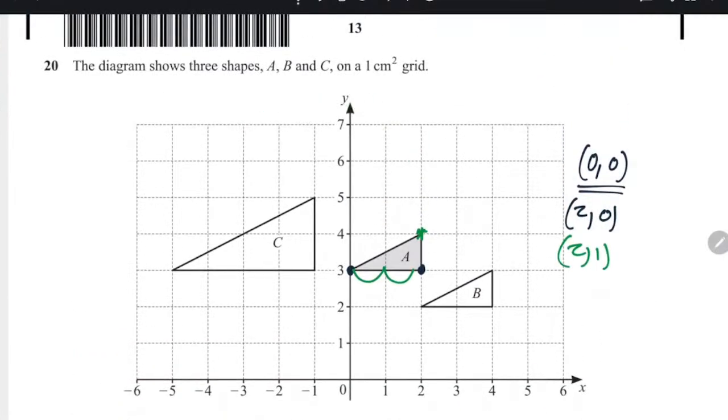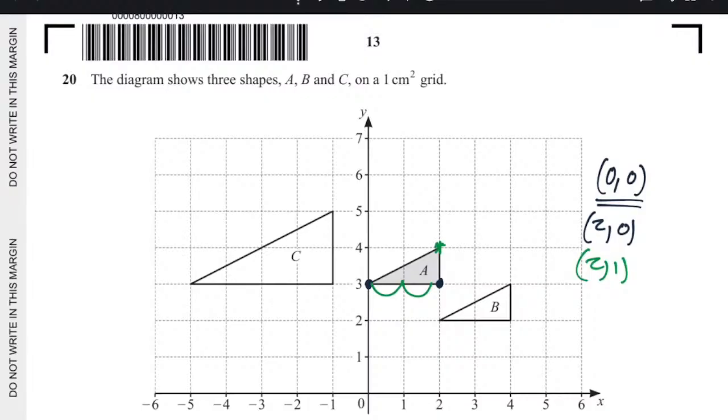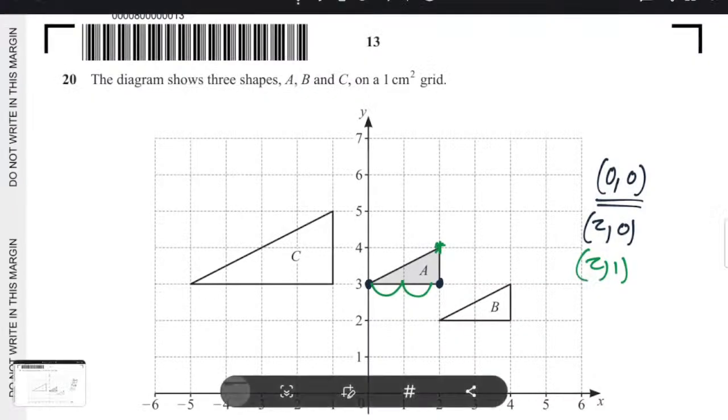Let's go and do it. Let me take a screenshot so that you see me flip it. Once you know where each point is from the center of rotation, flip.